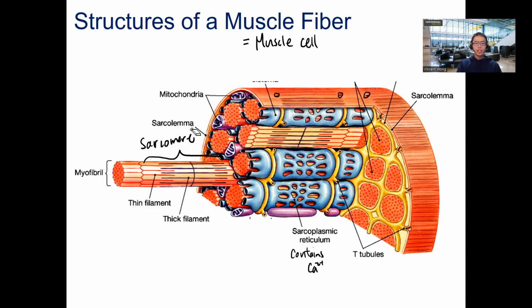Of course, this is a regular cell, so you will find regular stuff like mitochondria. In fact, you have a lot of mitochondria because contraction of muscle requires quite a bit of ATP.